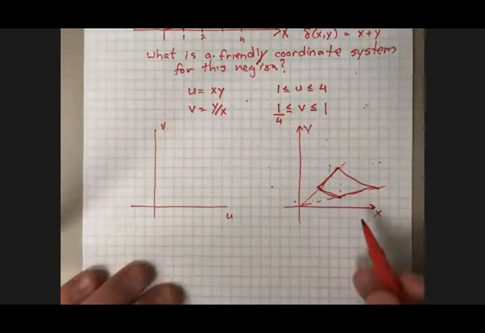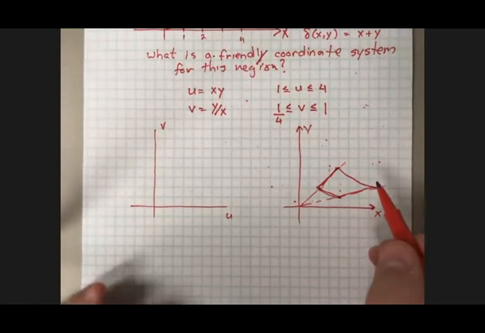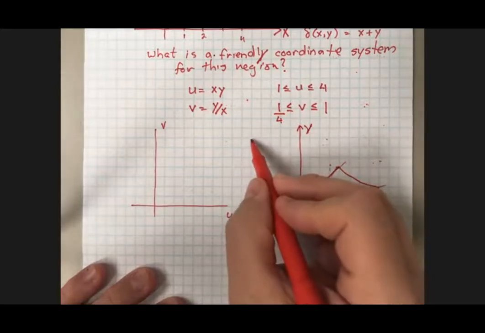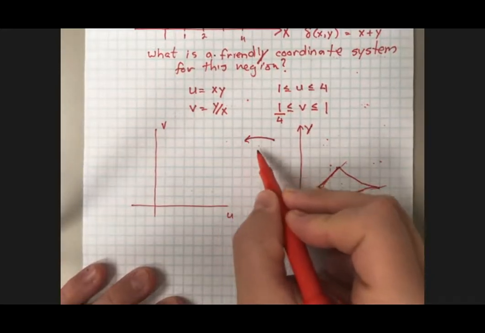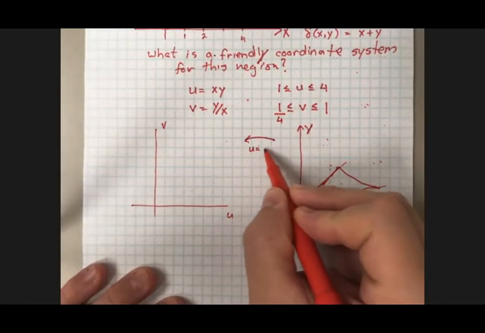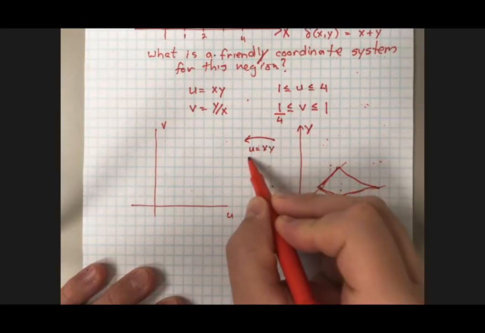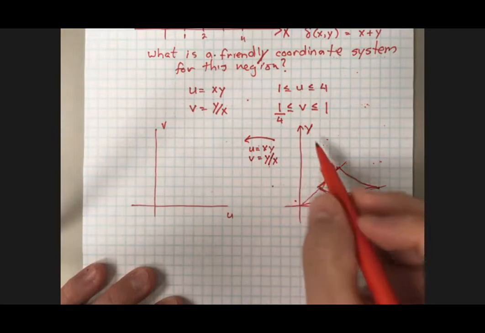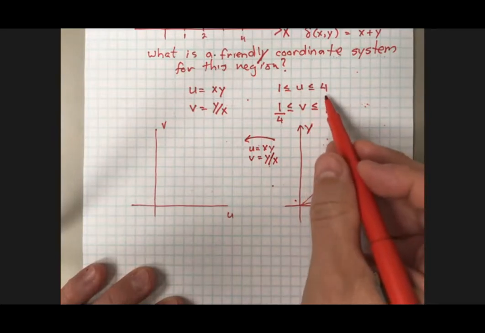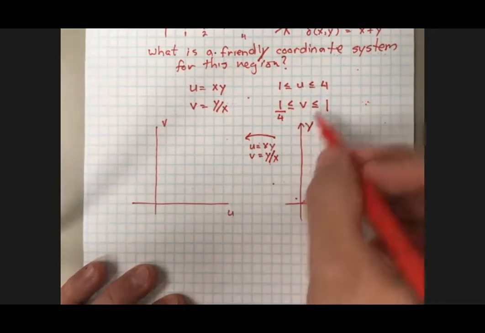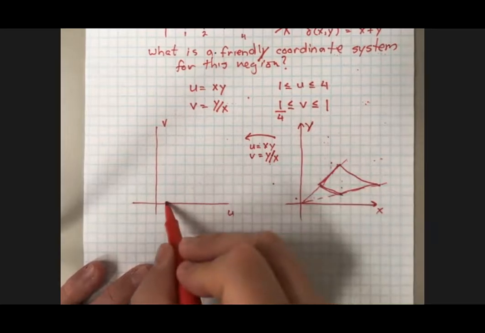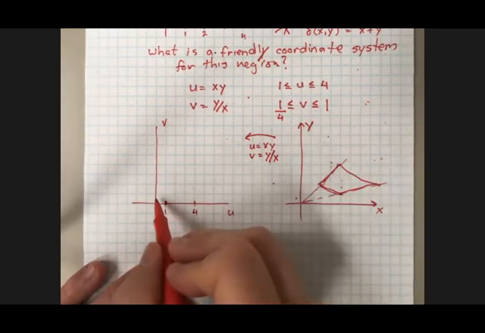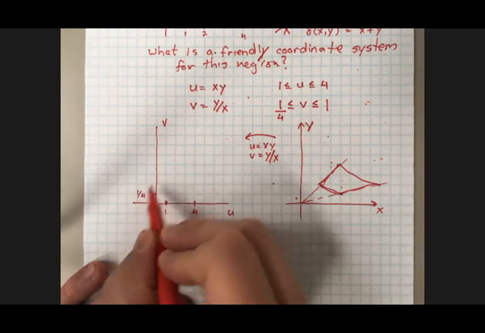But my region up here is the master drawing. So I know how to take X and Y and create U and V. And that gives me beautiful solid limits in the UV plane. U goes from 1 to 4, and V goes from 1/4 to 1.